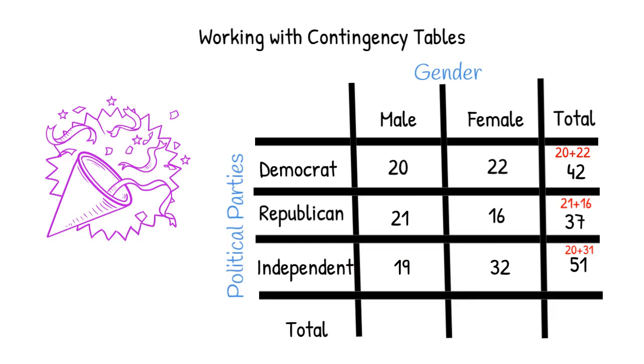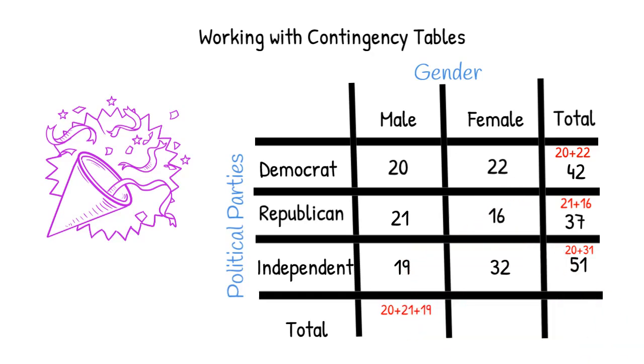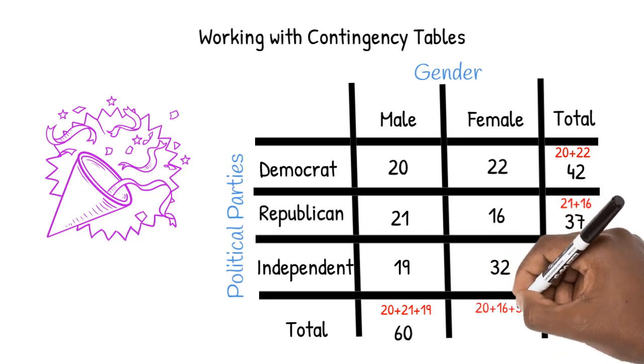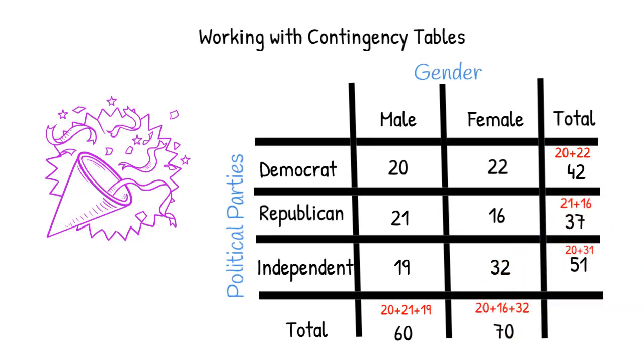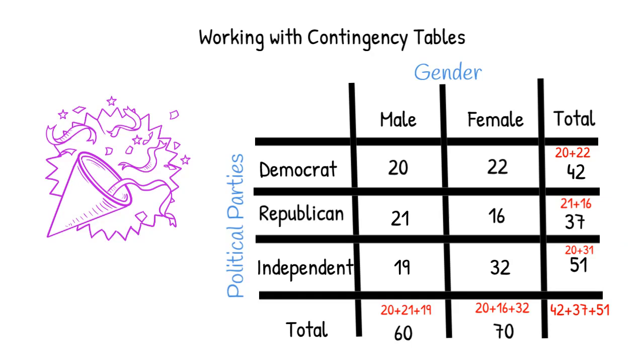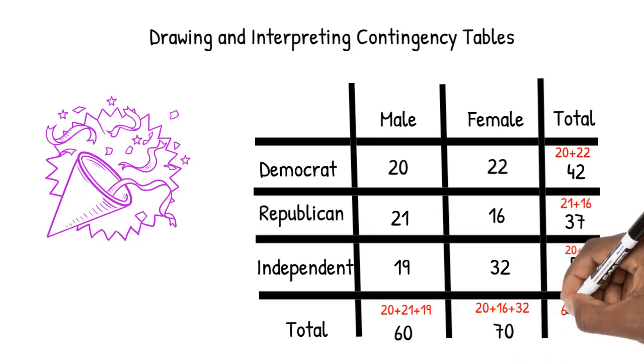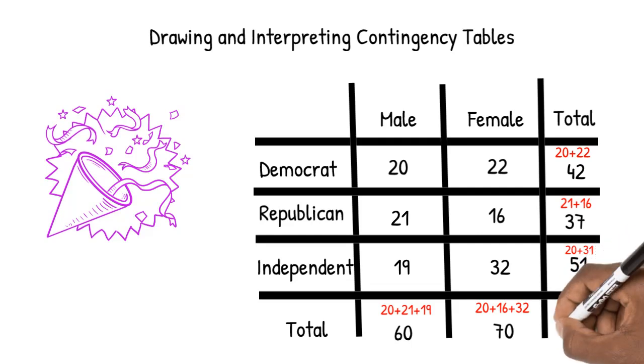To see the total number of males surveyed, we can add the number of Democrat males, Republican males, and Independent males to get 60. We do the same for the second column to see that we surveyed 70 females. To see how many people were surveyed in all, we can either add the total number of Democrats, Republicans, and Independents, getting 130, or we can add the total number of males and females, also getting the same number.